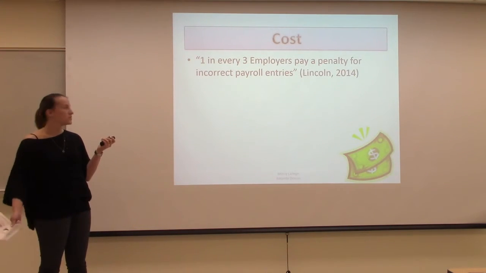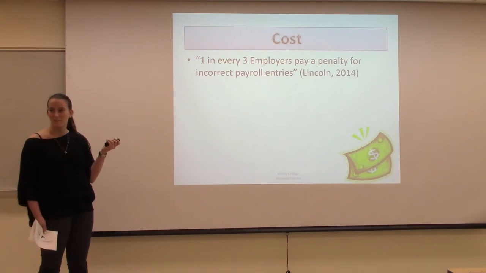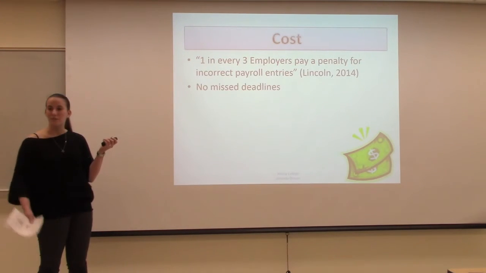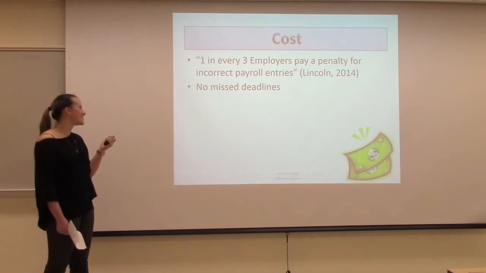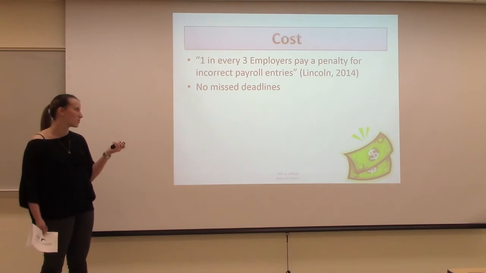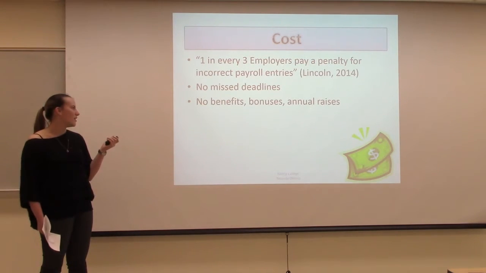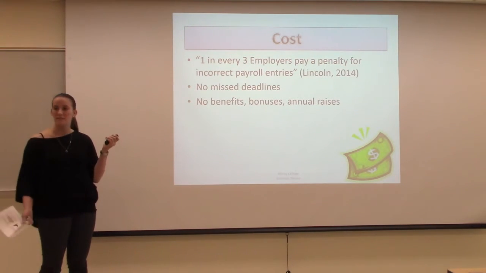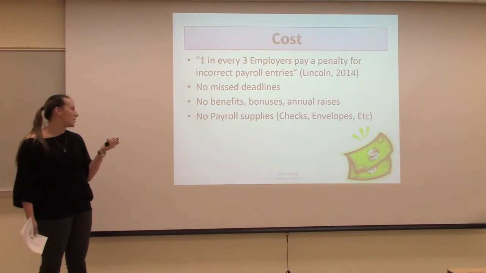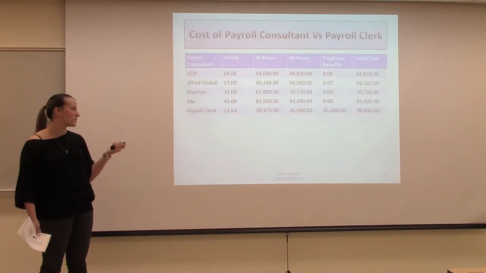And how would you save costs? It was shown in a study that 1 in every 3 employers pays a penalty for incorrect payroll entries. I know with our company, we had it happen a few times. So you don't have to miss deadlines anymore. When you have to file workers' compensation on a quarterly basis, you don't have to worry about which state requires it in January, which state requires it in October. It's all different deadlines. You don't have to pay this consultant benefits, bonuses, and annual raises, so you'll save money there. And you don't have to pay for supplies any longer. You don't have to pay for checks. You don't have to pay for envelopes, etc.